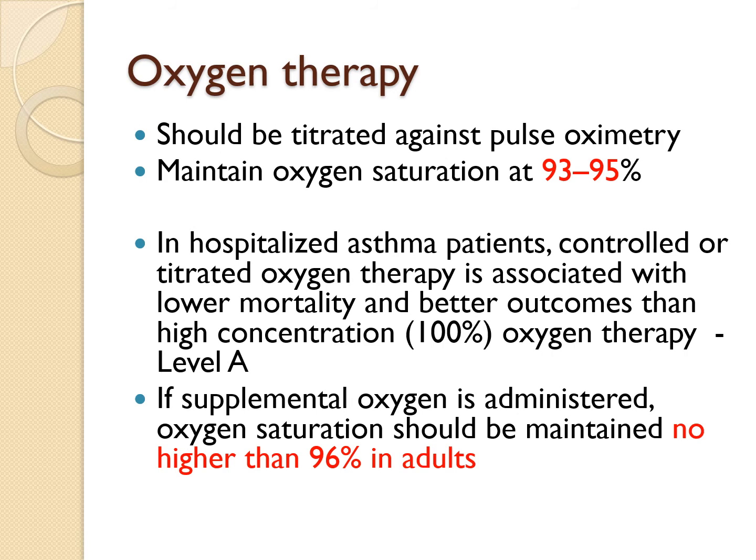This is also a new recommendation where the oxygen targets have been changed. Patients should be titrated with regards to oxygen against a pulse oximetry, and you should maintain oxygen saturation at a level of 93 to 95, and you should not exceed an oxygen saturation of more than 96%. Again, there is level A evidence in hospitalized asthma patients. Controlled or titrated oxygen therapy is associated with lower mortality and better outcomes than higher concentration oxygen therapy.